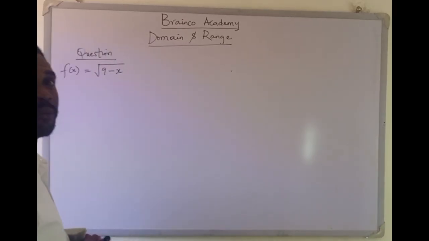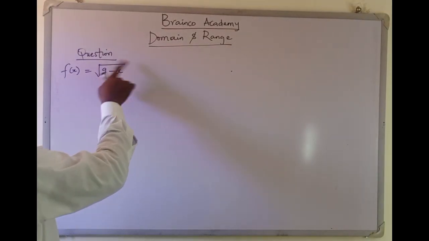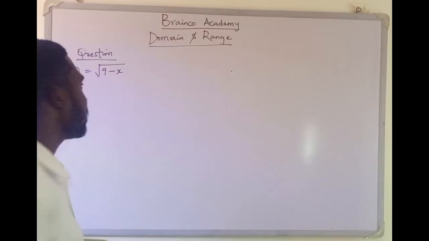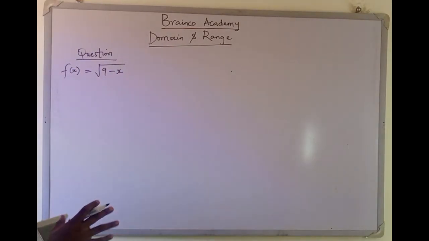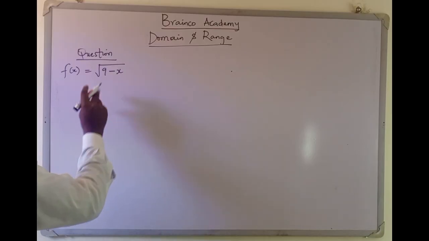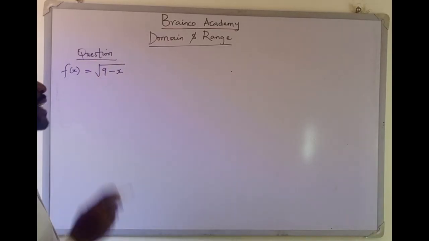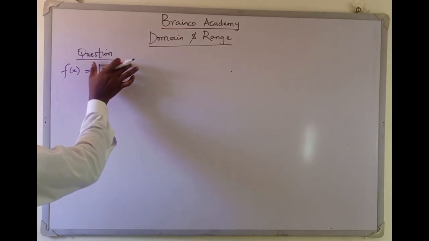Let us see this particular question. We have this function equals the square root of 9 minus x. So what we're going to do right now, remember, this is the square root and this is 9 minus x. So we can have an answer.